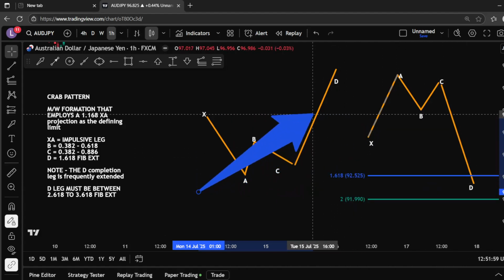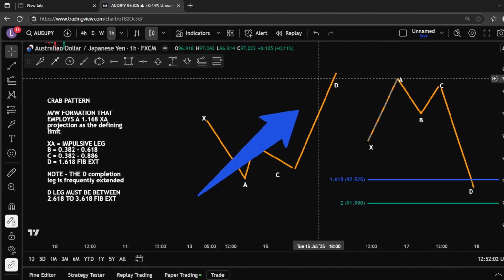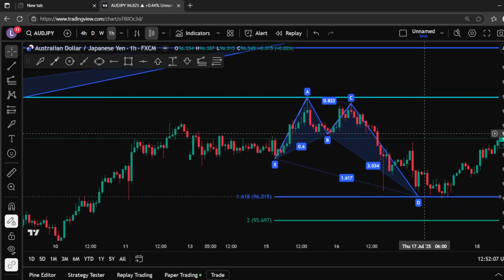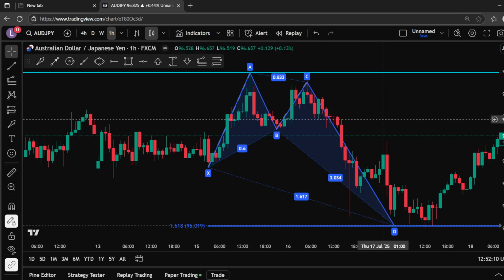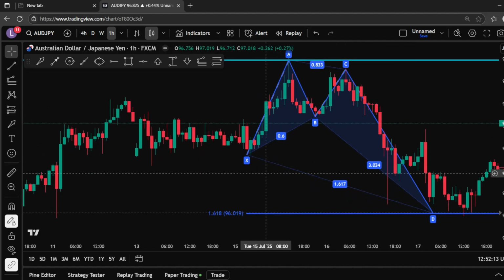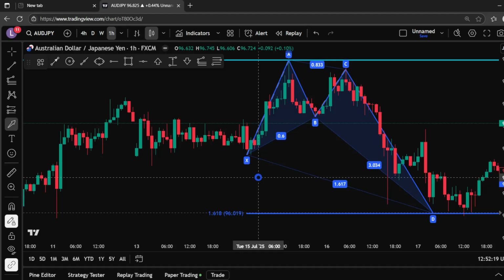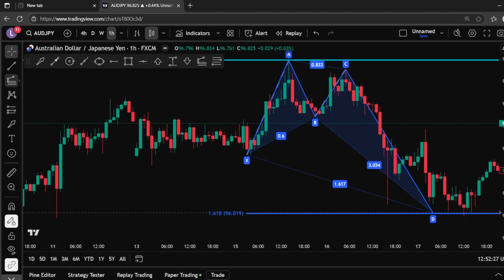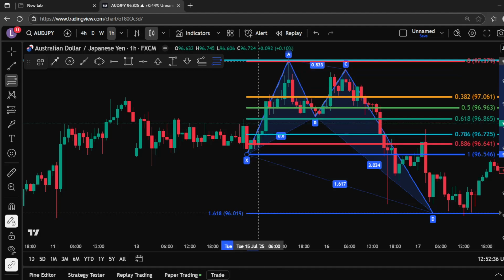All right, so let me show you the trades that I took last week. This is the trade that I took last week. So this was my impulsive leg to the upside. That's my X and that's my A. I'm just going to get a fib retracement now, from my X, which is right there, to my A, completion of the impulsive leg.